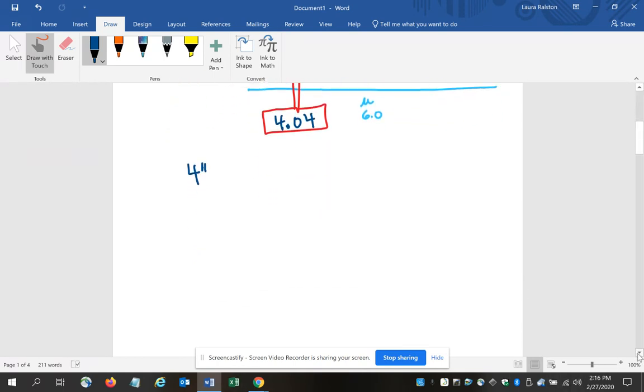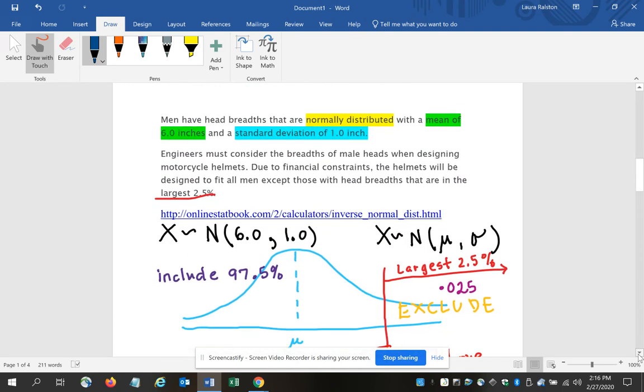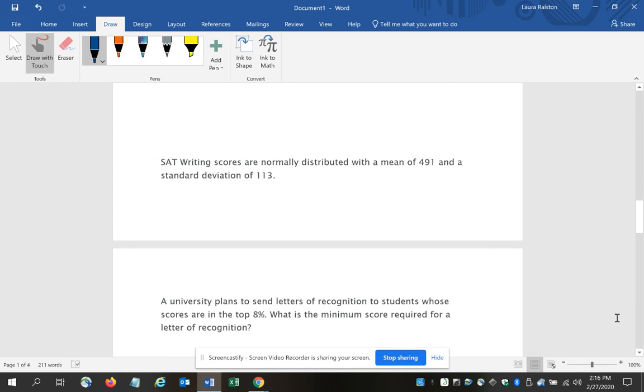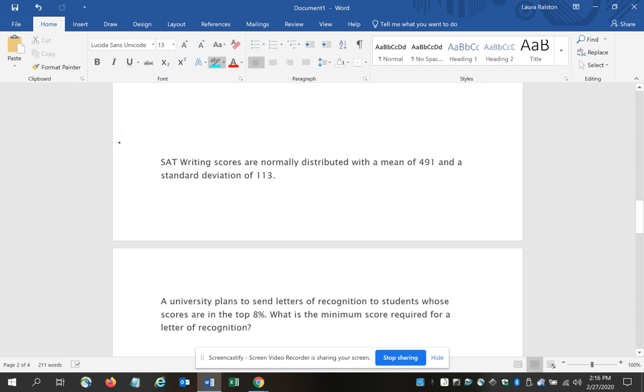Okay, let's look at a couple of other examples. I'll work these using the graphing calculator in case that's the method that you're choosing to use. Again, I would strongly recommend making your life easier by using the website. But this question reads, SAT scores are normally distributed with a mean of 491 and a standard deviation of 113. Again, in that first sentence, it tells us that it is normally distributed.